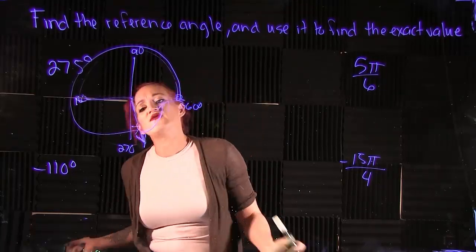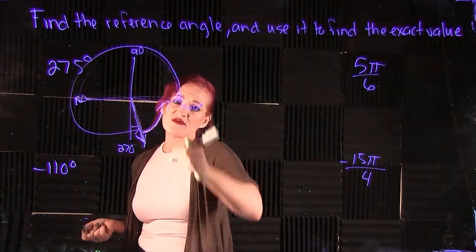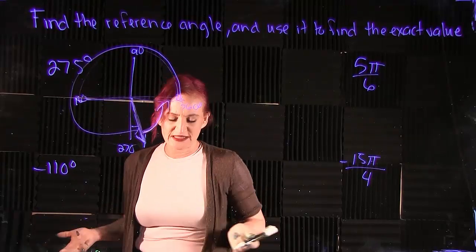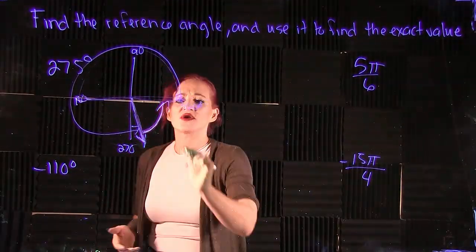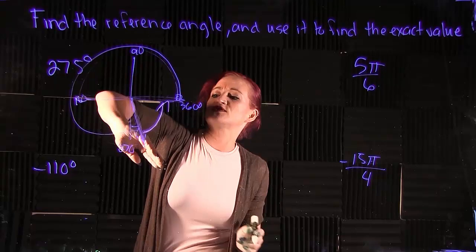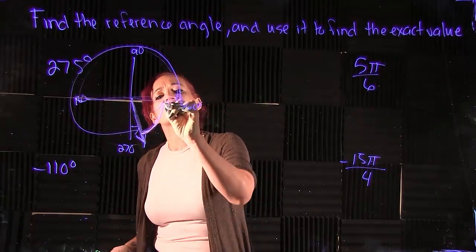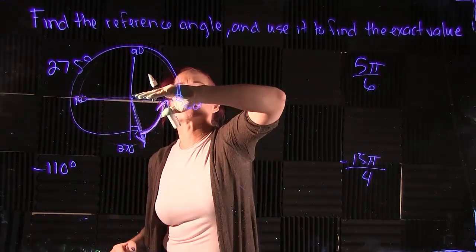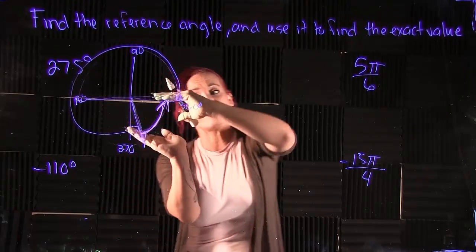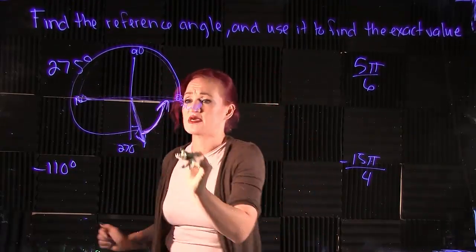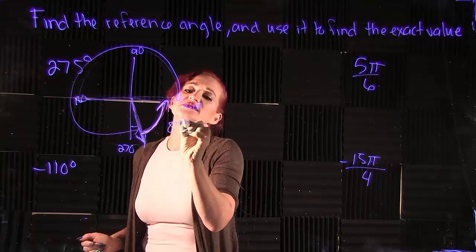If you take that 275 and what remains with 360, we can do 360 minus 275, and it's going to give us this little piece right over here. That means that this reference angle here would be 85 degrees.